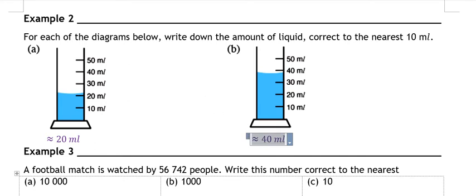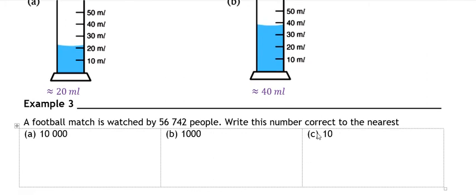All right, and then the next one. Okay, you can see here, this is regarding a football match. It is watched by 56,742 people. So write this number correct to the nearest: the first one is correct to the nearest 10,000. So let's have a look here at the exact number, which is 56,742.